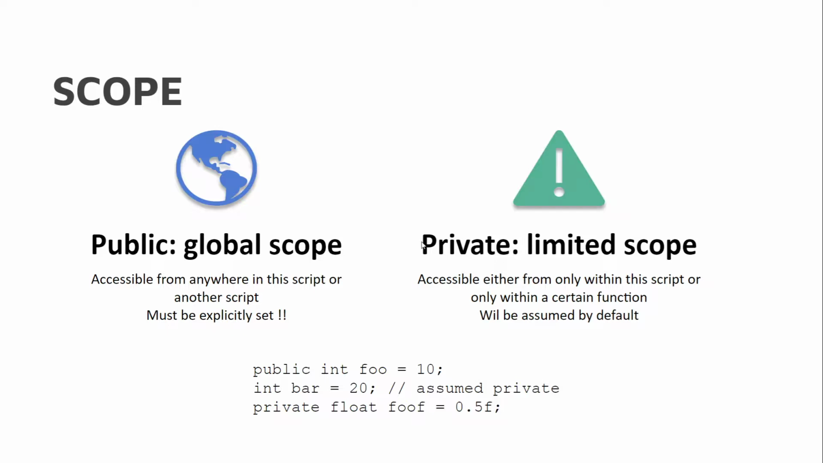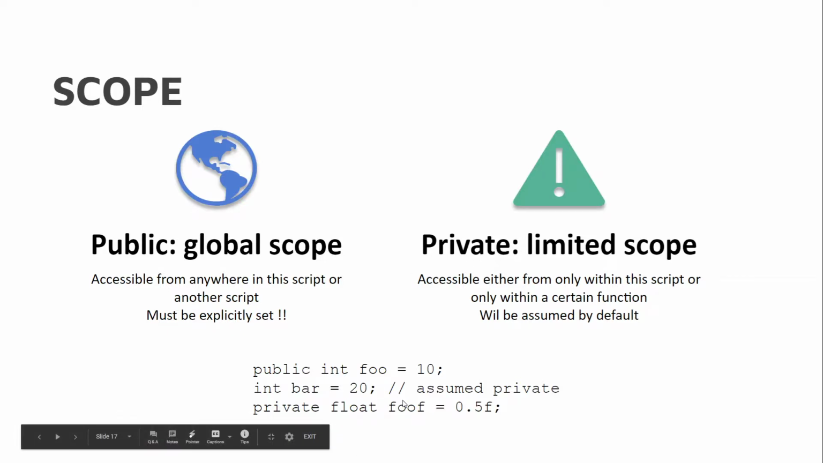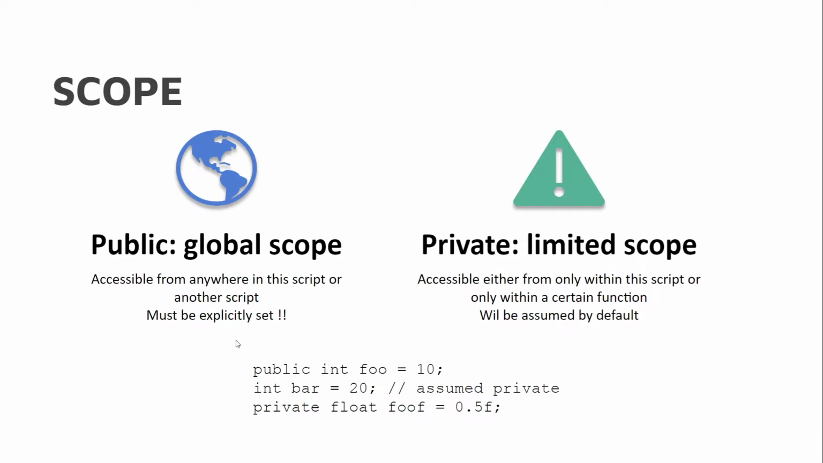But sometimes you might want to specifically say private. So in this case, like private float foof. That means this is private and it is not accessible by any code outside of this class. That's assumed by default. Public is accessible from anywhere in this script or potentially in other scripts that know about this class.